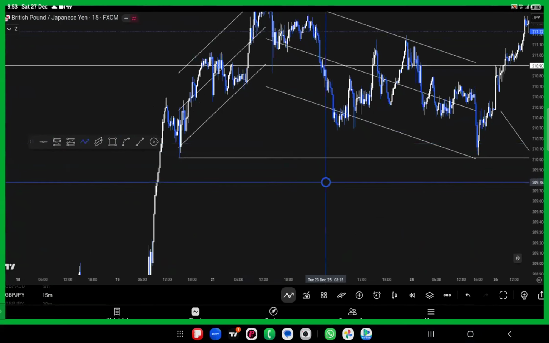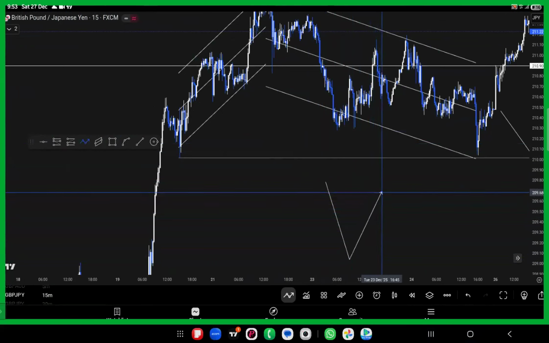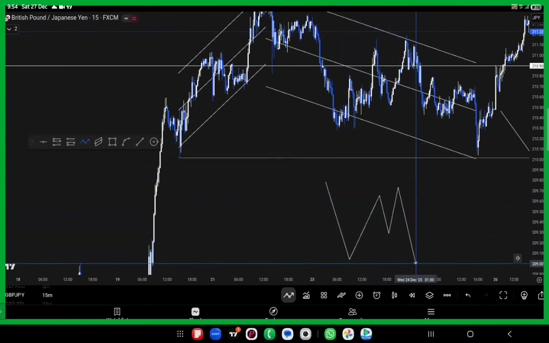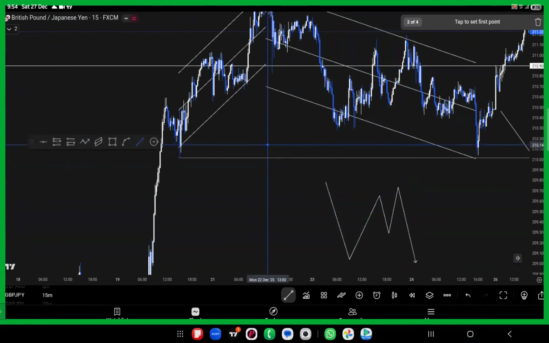So you can see it, market pushed down, came back up, engineered liquidity, and then took out the liquidity and then pushed down again. So you can see that markets use engineering liquidity in this case in particular.